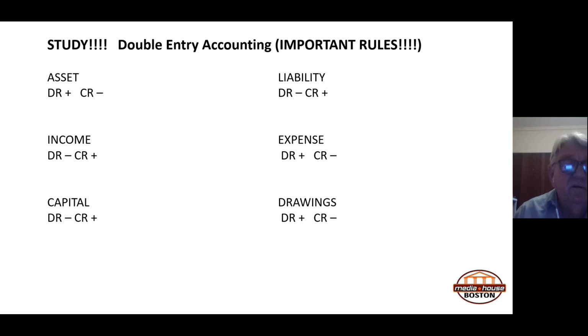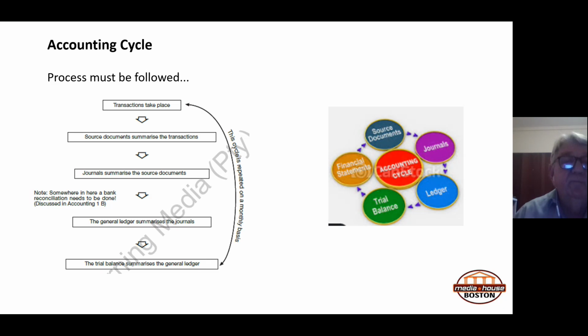A capital account, that is the money that the shareholders put into the business. If we debit the account, we reduce it, and if we credit the account, we increase the amount. Drawings, that's the money or goods that the owners, shareholders take out of the business. If we debit that account, we increase the amount, and if we credit the account, we decrease the amount. Okay, so those are the rules of double entry accounting.